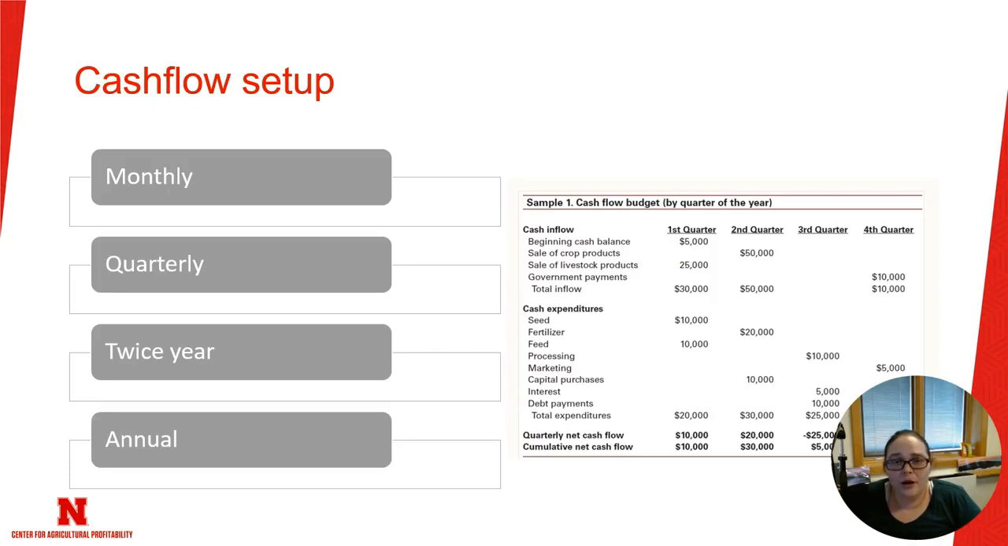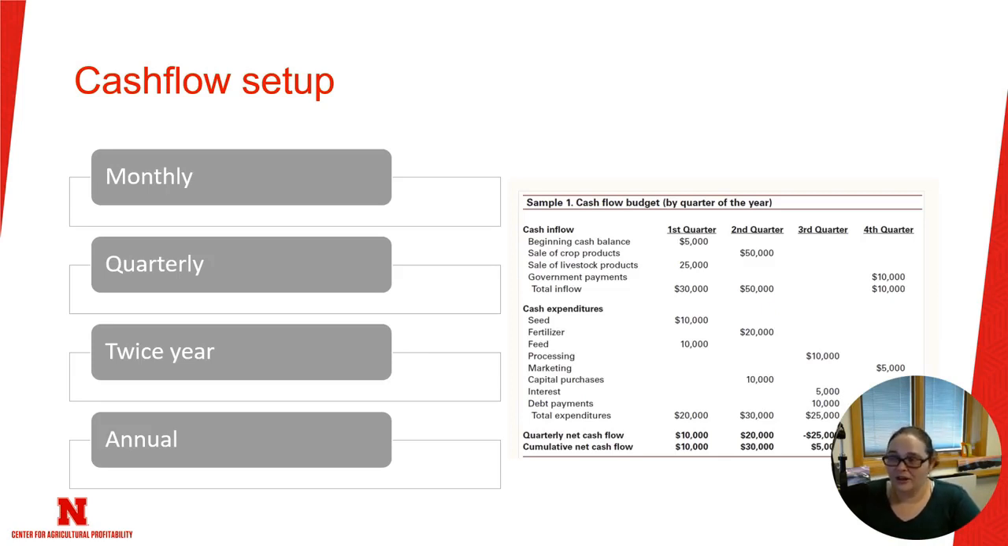So we have a lot of options in how we choose to set up our cash flow, and that's really just what works best for you. Some folks do a monthly. That's my general preference because I like to know when money is going in and out. You have the option to do quarterly. I have an example of a quarterly cash flow here. My face is covering part of it up, so I do apologize, but you will have access to copies of the full cash flow after this.